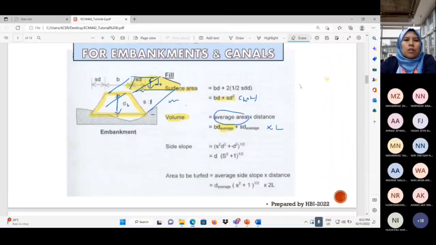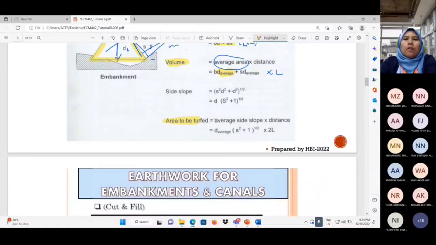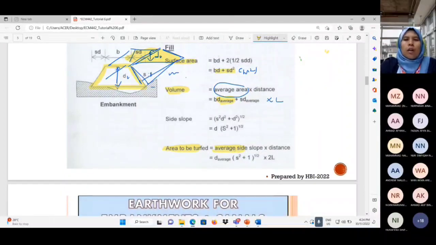For the side slope, we already know the side slope. This is your side slope, this S. But what we are interested in is the area to be turfed. So, area to be turfed. Again, average side slope. If the depth D, the height of your embankment, is different, you need to calculate the average D. And also the distance.